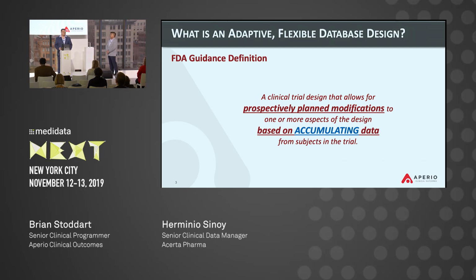So in 2018, the FDA released two guidance documents to help modernize clinical trials and increase the success and effectiveness of drugs and biologics. In these documents, they defined what an adaptive design is. And as you see here, it's a clinical trial design that allows for prospectively planned modifications to one or more aspects of the design based on accumulating data from subjects in the trial. Keyword here is accumulating. You'll see that as a constant theme throughout this presentation and in some of our real-world examples.